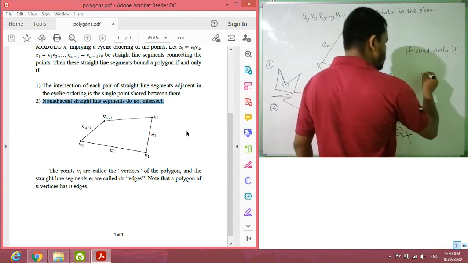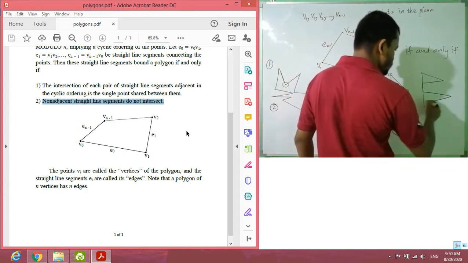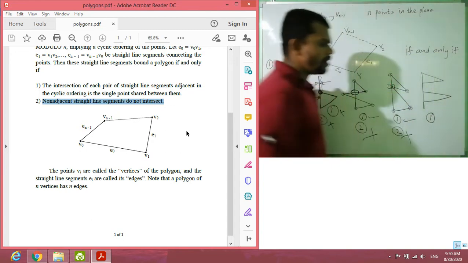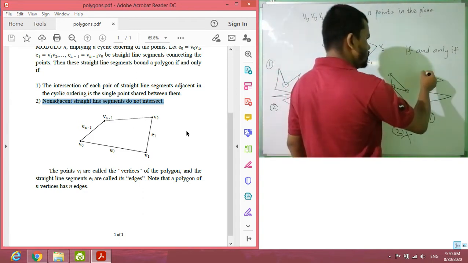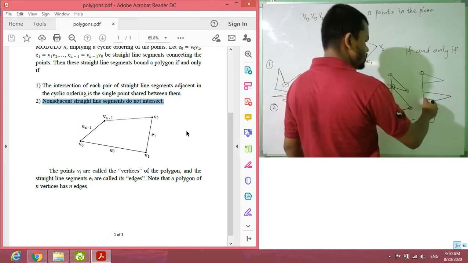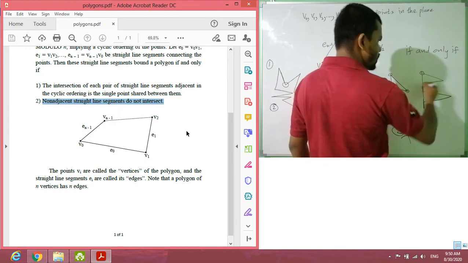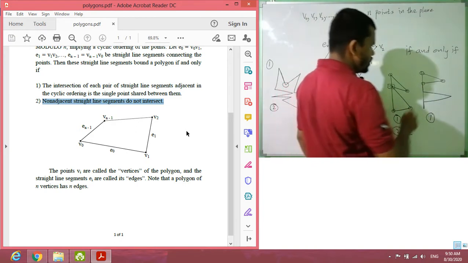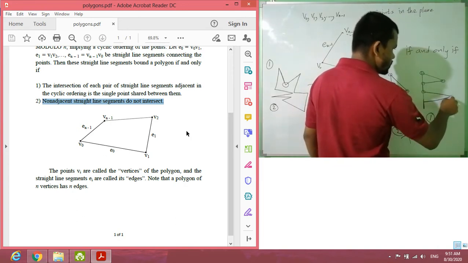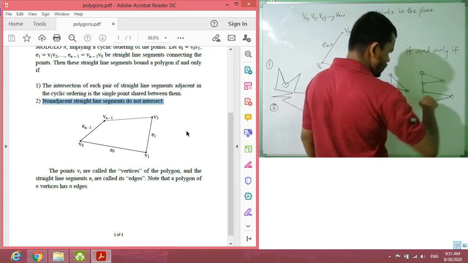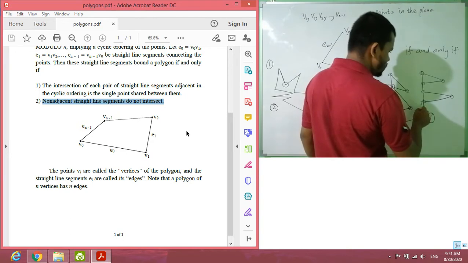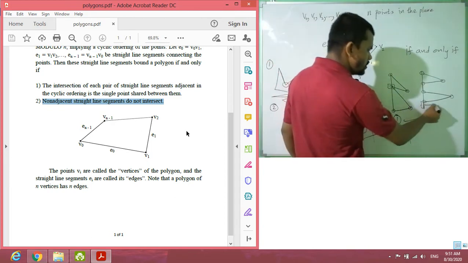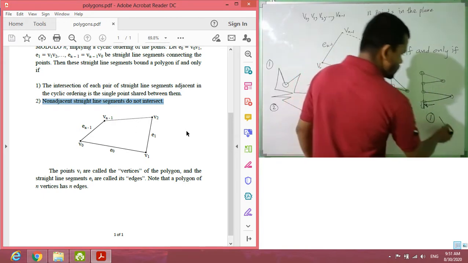Then, look at this. Now, does it follow the first condition? If you consider this one, it is a single point. These two, this is a straight line segment and this is a straight line segment, single point. This one and this one, single point. This one and this one, single point. But this one and this one, not a single point. We have infinitely many points shared between this edge and this edge. So this condition is false.